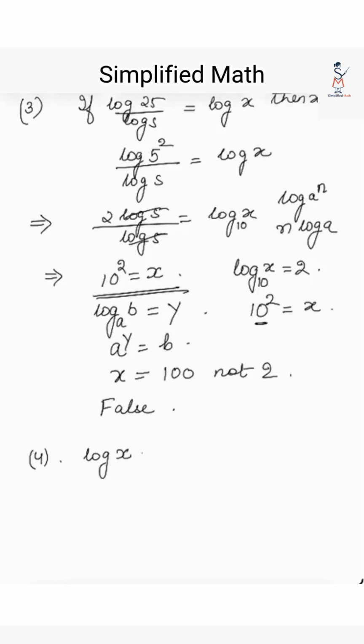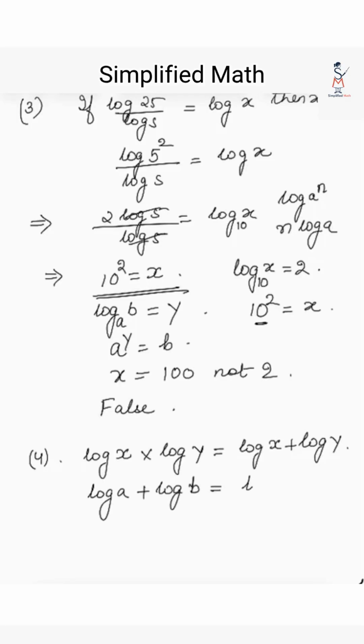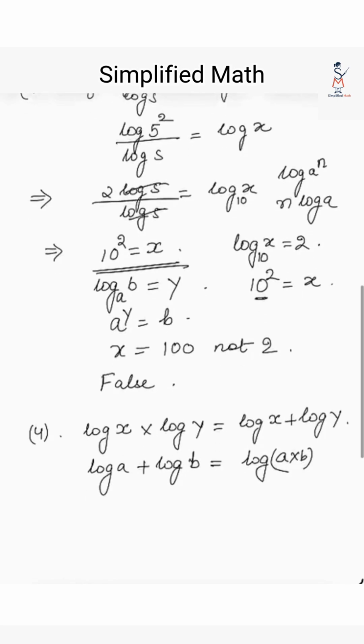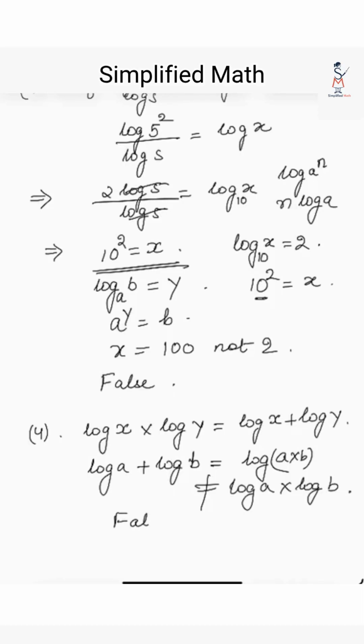Now the fourth one: log x into log y is equal to log x plus log y. Again, what is the rule? Log A plus log B is equal to log A into B, and it is not log A into log B. Therefore, this is an incorrect statement. This is false. So this is how you will do this.